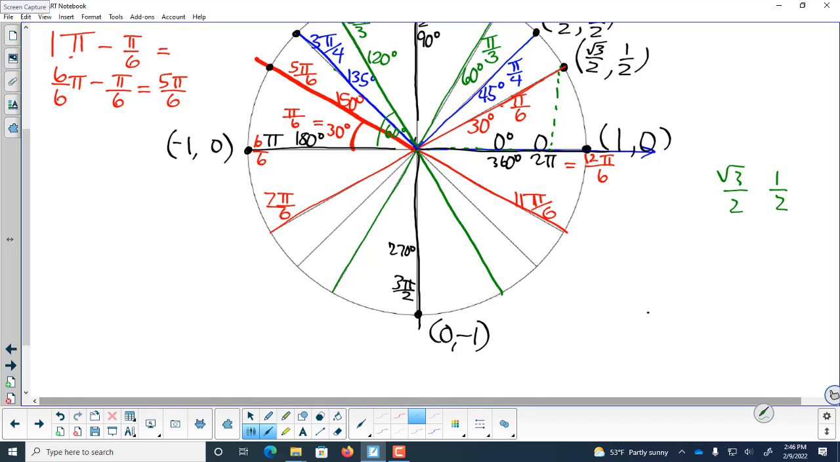And you can use that pattern as you go. Okay, so I know this is going to be a pi over 4, and I know this is going to be a pi over 4, but I don't know how many pi over 4s. So what do you think here? 5 pi over 4, right?